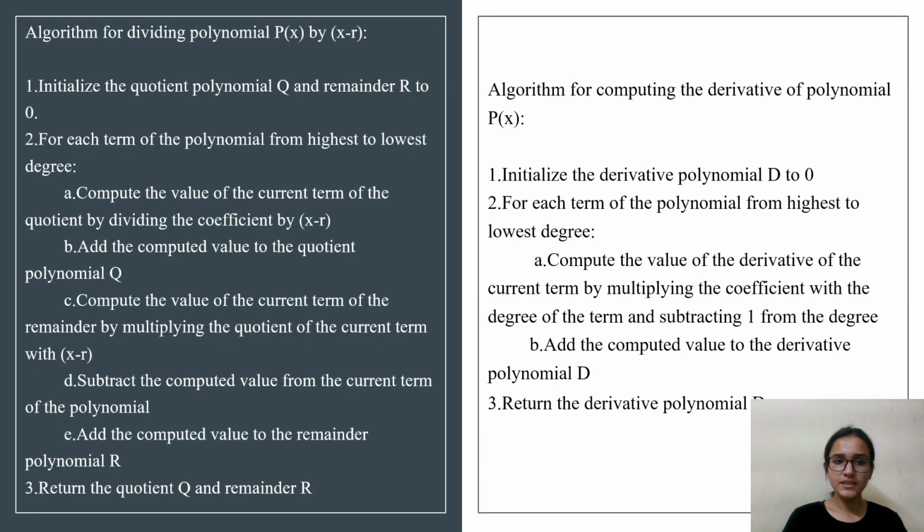The left column is the algorithm for dividing the polynomial by x minus r, and the other column represents the algorithm for computing the derivative of the polynomial. So these are the steps for writing the polynomial algorithms, which we have written in the next slide. So we will discuss how we have written the algorithm for both of the tasks.